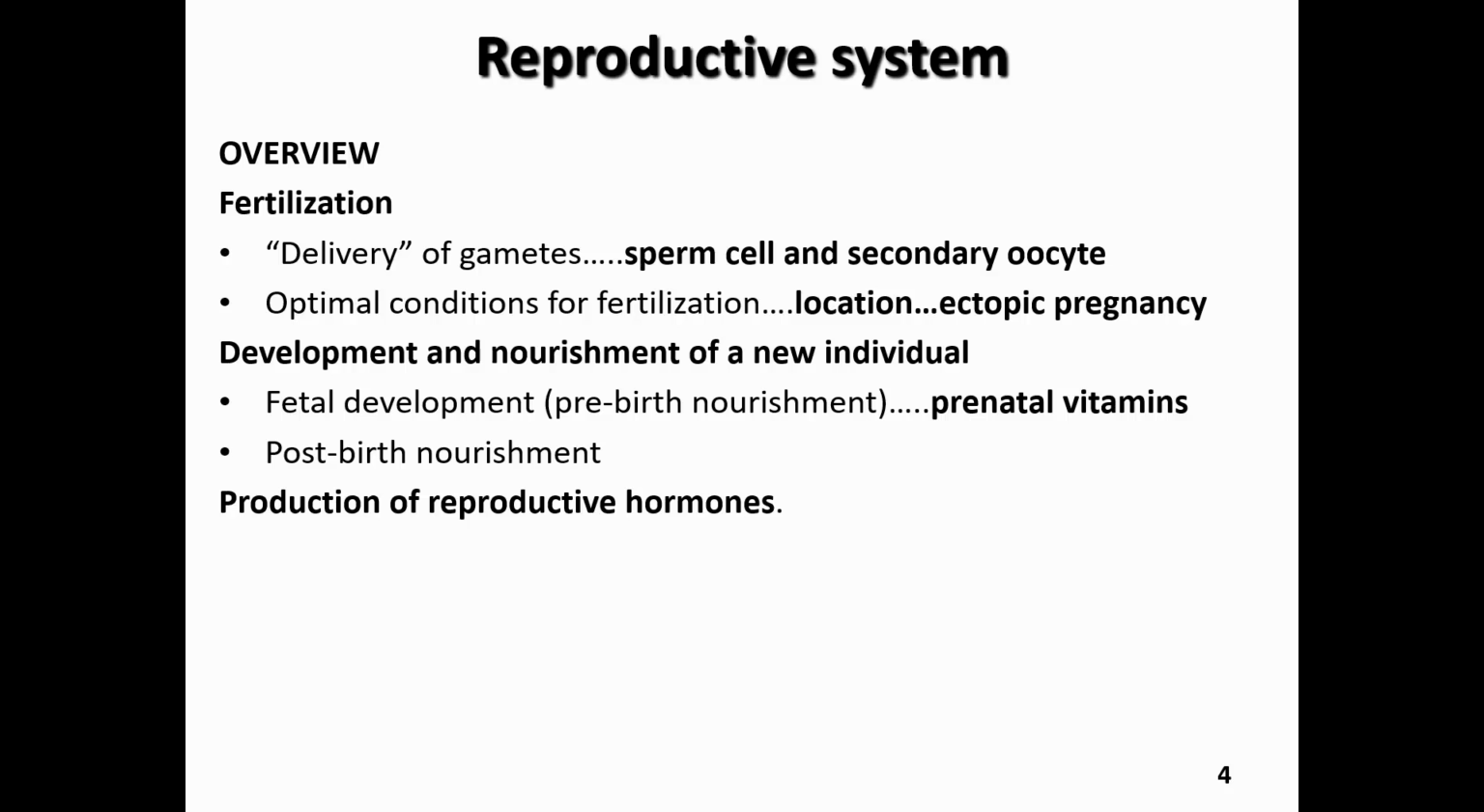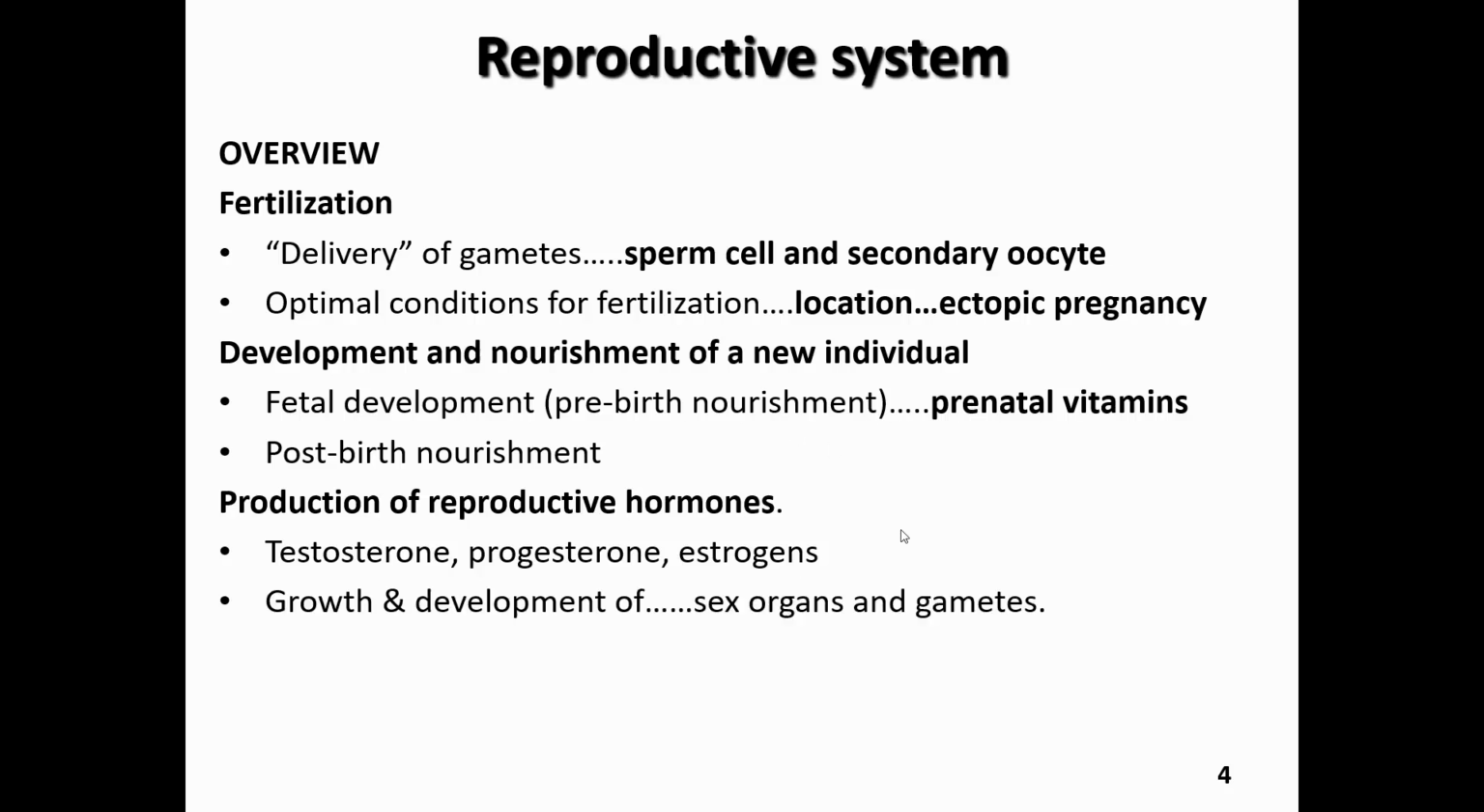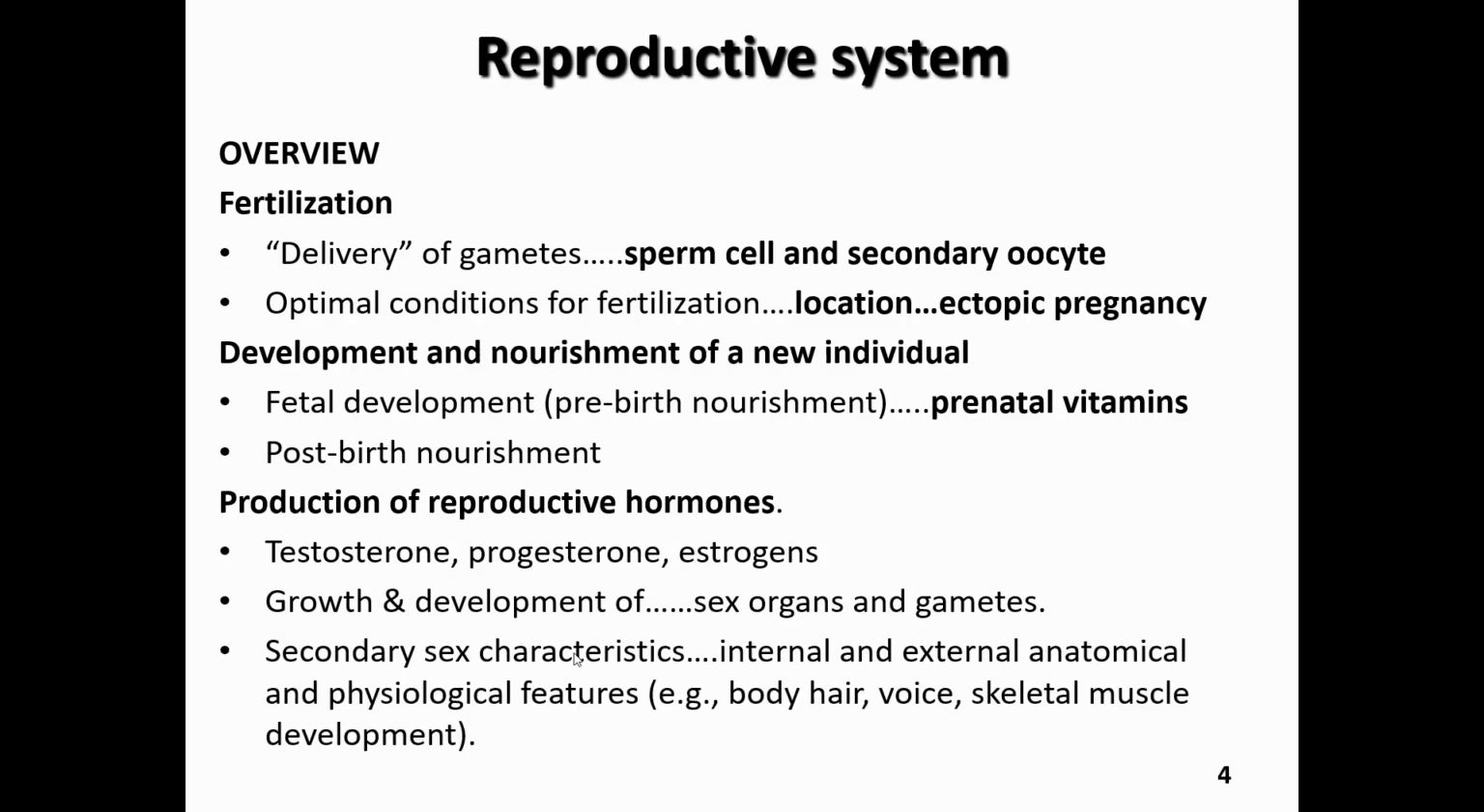The third overview function here is the production of reproductive hormones, and these include testosterone, progesterone, and a class of hormones called the estrogens. These hormones are critical for the growth and development of not just the gametes, which are the cells produced by the primary sex organs, but also will contribute to the actual development of the sex organs. And these hormones are responsible for what are called secondary sex characteristics.